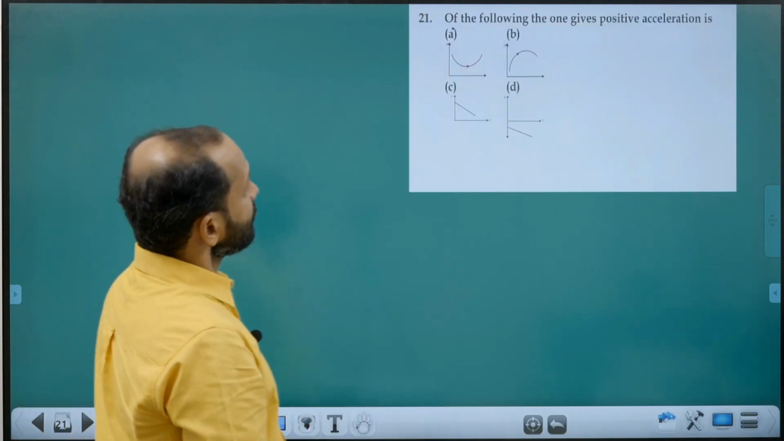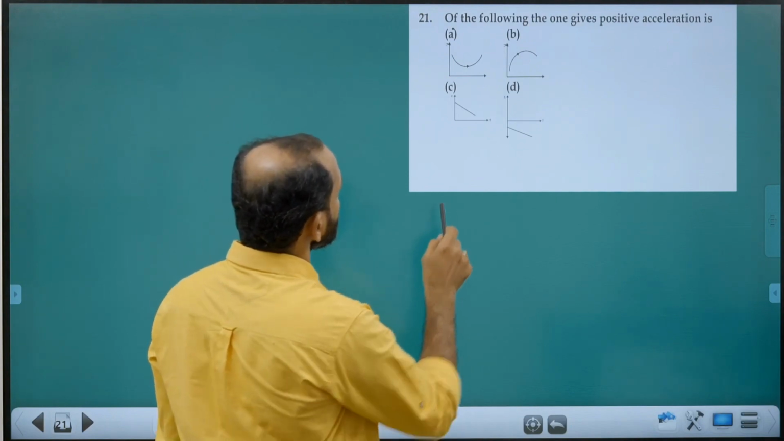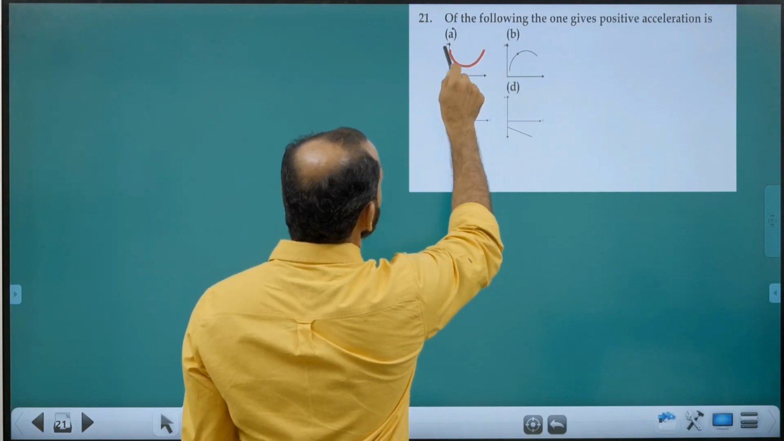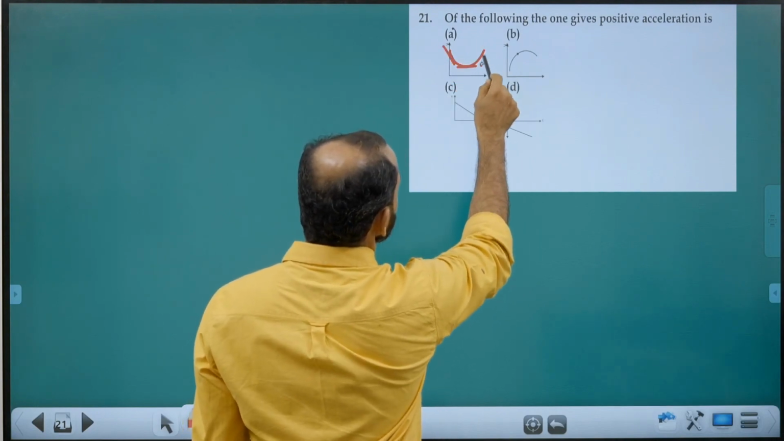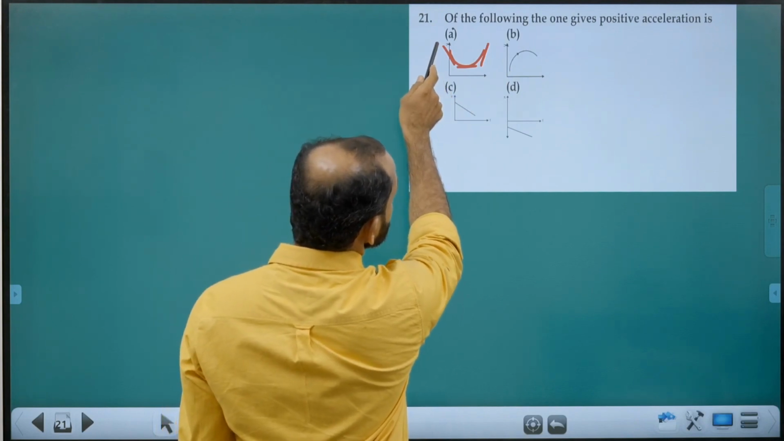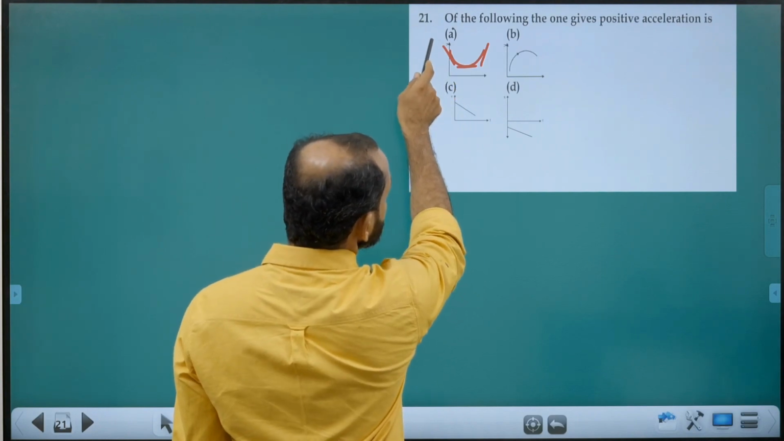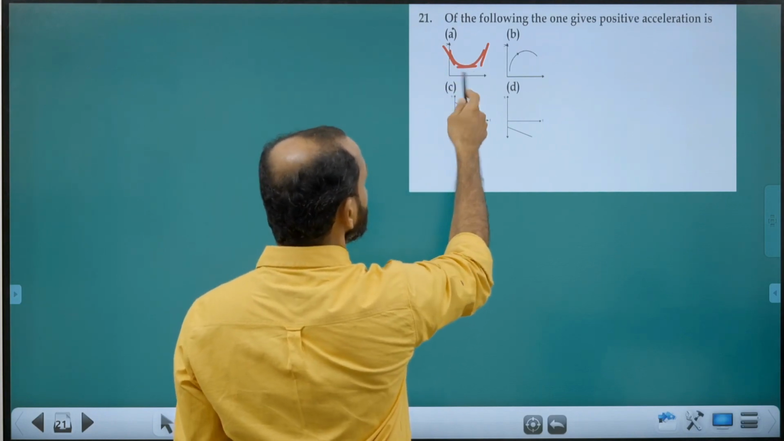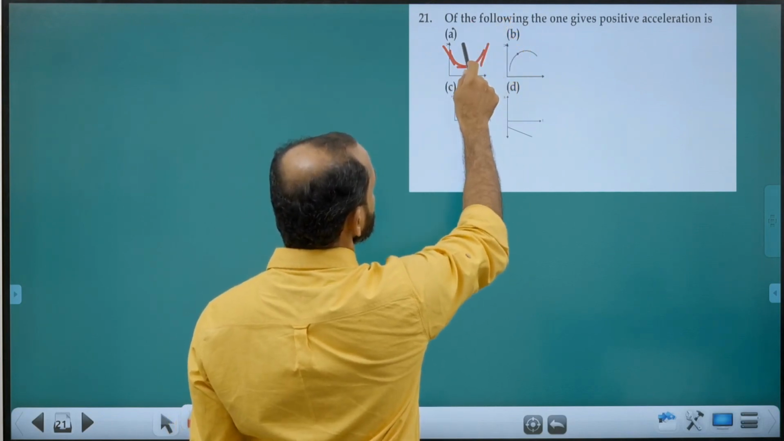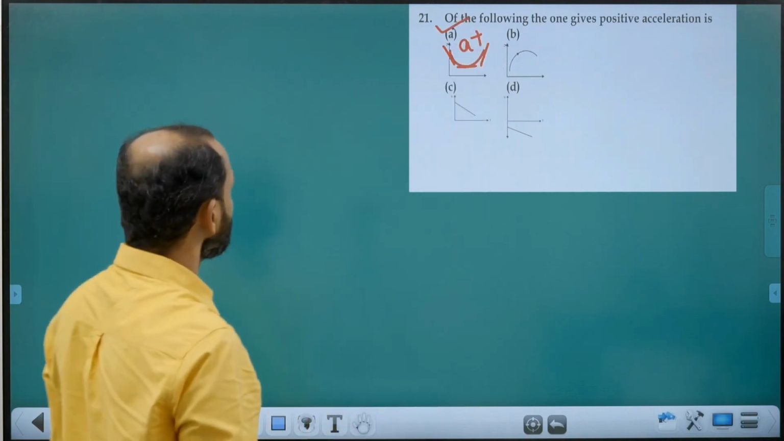21. Of the following, the one that gives positive acceleration. As earlier mentioned, you can conceive this very easily by going through these tangents. Velocity initially was negative, then it becomes 0, then it is positive. That means velocity increases. That's why acceleration is positive. So this represents a positive acceleration. So answer is apple.